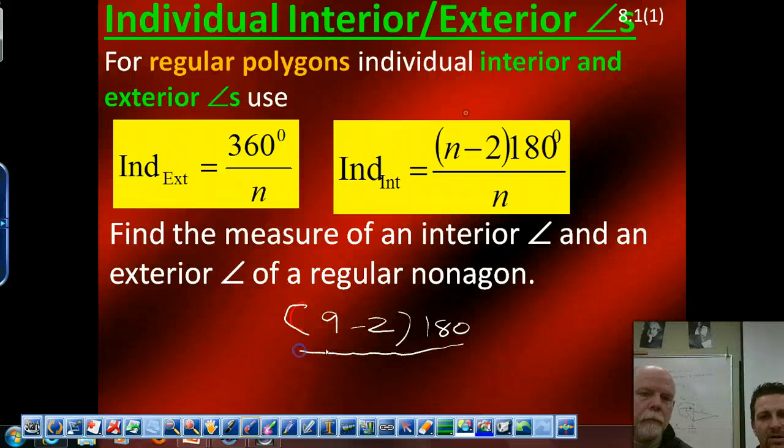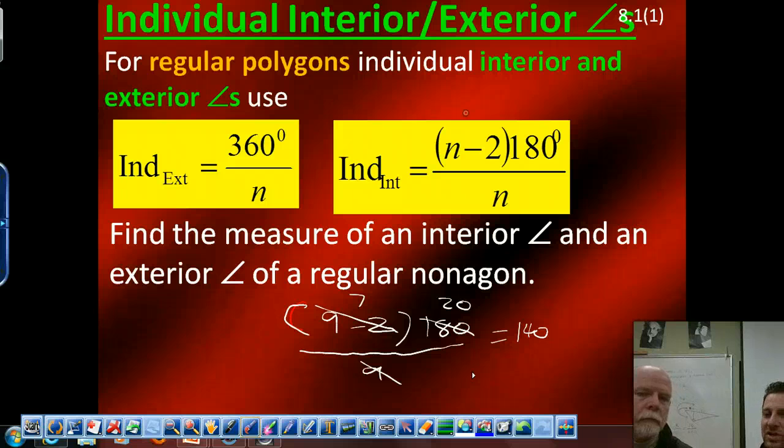divided by 9. Okay, and so now 9 minus 2 will be 7, and then 7 times 180, well, help me out here, Kevin. Or we could just reduce the 9 and the 180, that's true, because 9 goes into 180 20 times. So that would be a little bit easier. There we go. So that would leave me with a 20. Thanks, I didn't even see that. So now that makes that really, really easy. So 7 times 20 is 140. Okay? So for the individual interior angle, it's going to be 140.